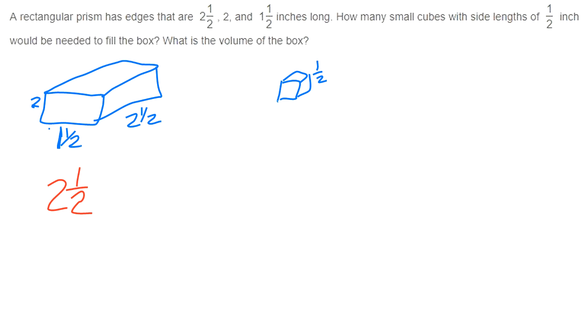The rectangular prism has edges 2.5, 2, and 1.5. How many cubes with side lengths of 1/2 inch are needed to fill the box? So what we're going to do first is take all of the sides one at a time, okay, one at a time, and we're going to divide it by 1/2. We're going to do each one divided by 1/2.